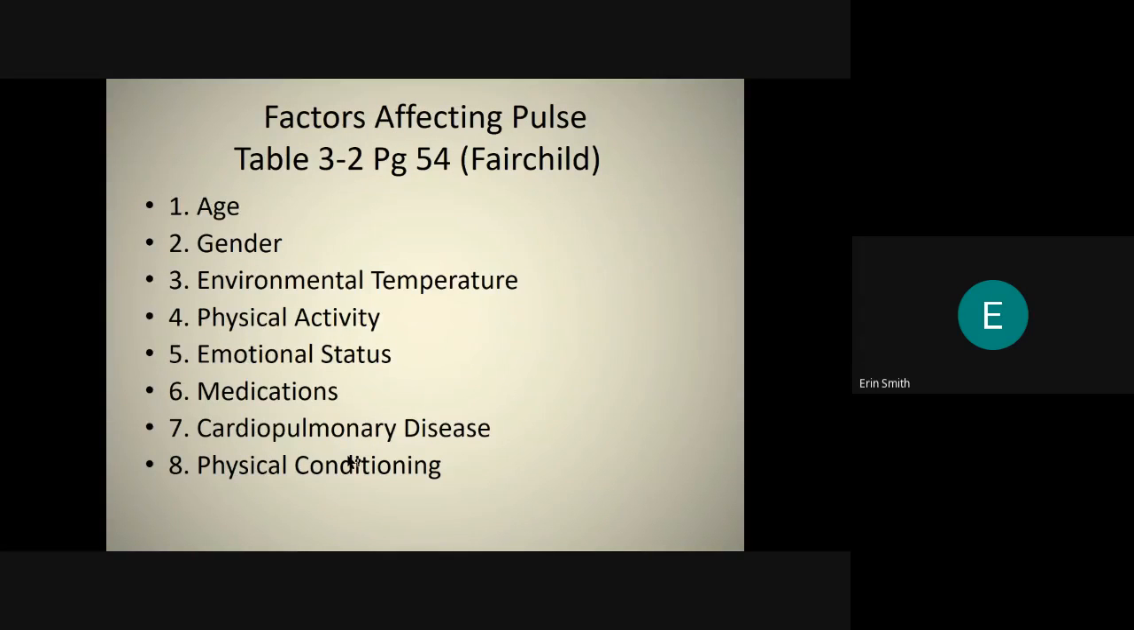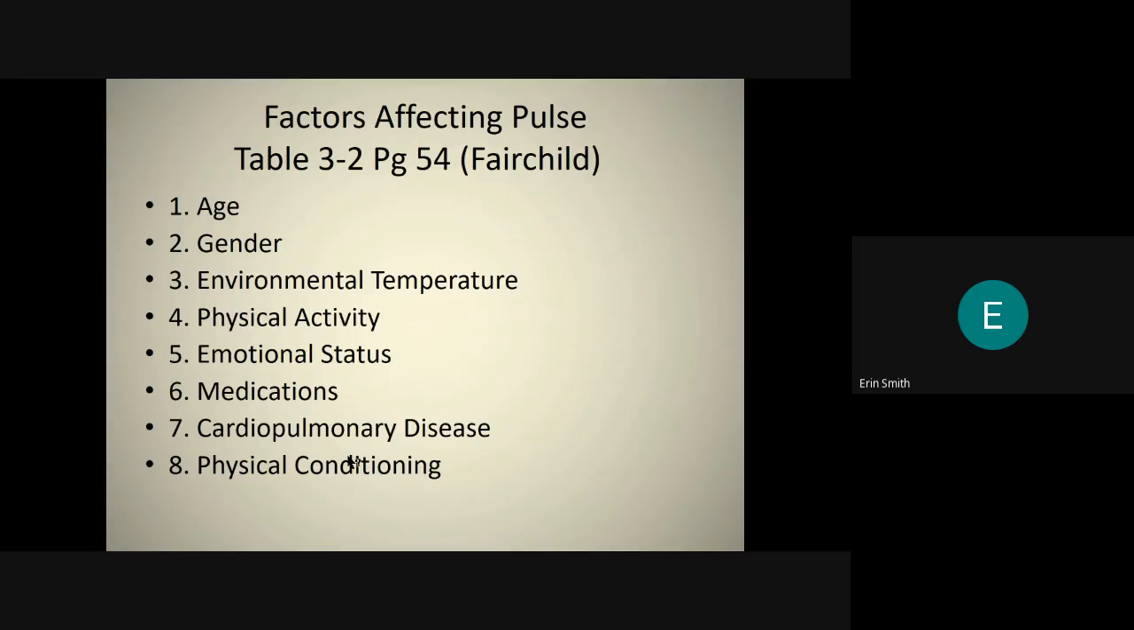So for factors affecting the pulse, again, go to table 3.2, page 54, because there are obviously a lot of different examples in your Fairchild book. I'm actually going to turn to that page right now just to make sure that I have that page number listed correctly. Yes, I do. Okay, good.